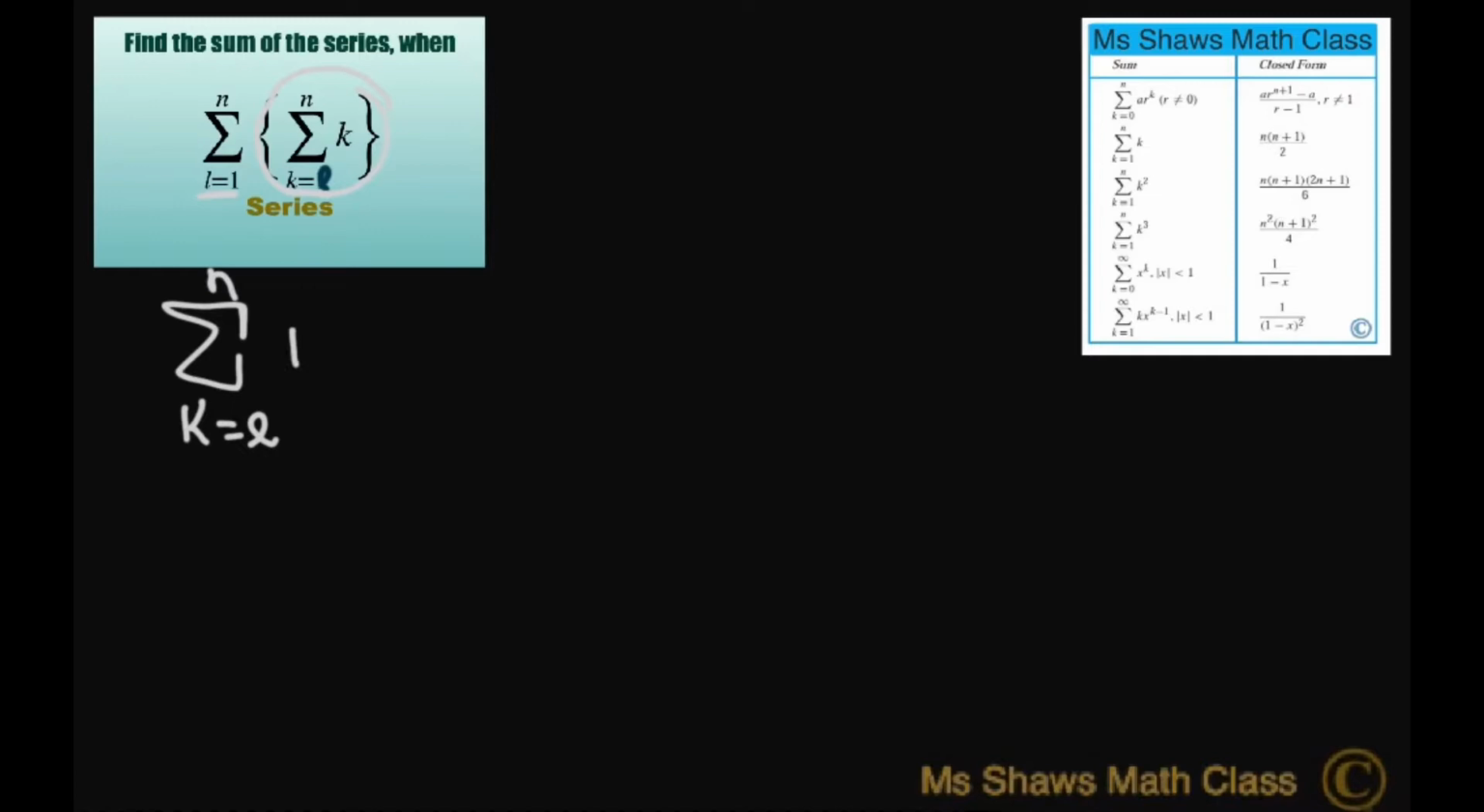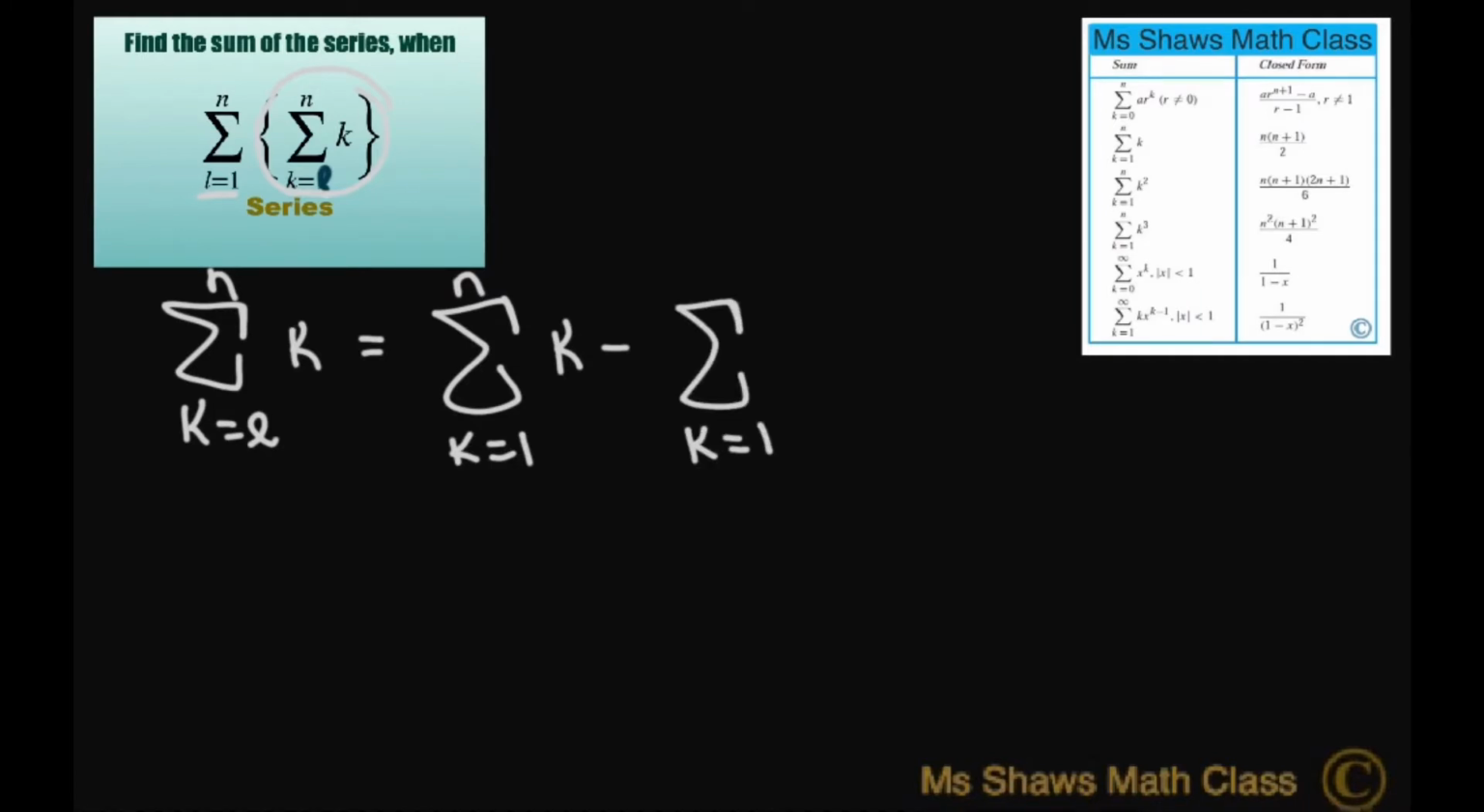I'm going to say the sum from k equals l to n of k, I can rewrite that as the sum from k equals 1 to n of k minus the sum from k equals 1 to l minus 1 of k. That's because if you take the lower part, k equals 1, and take 1 plus l minus 1, you get l. So as long as we subtract it, these are equivalent. Now let's fill in the formulas here.